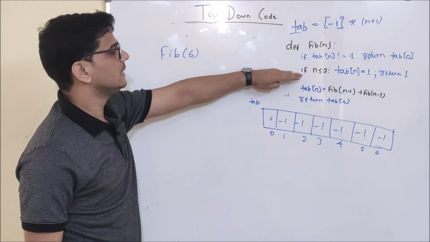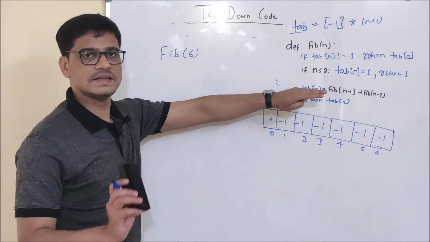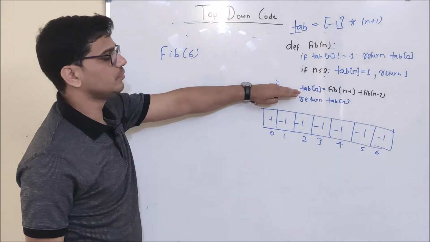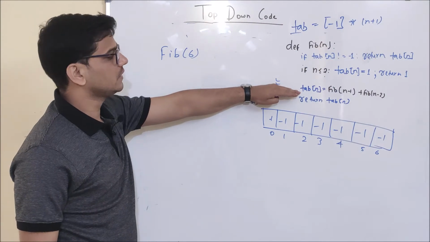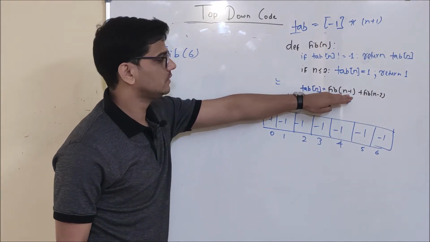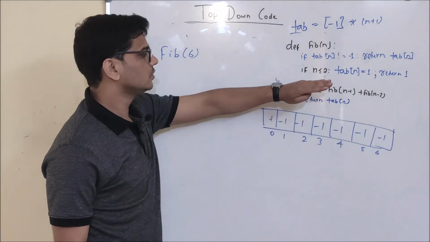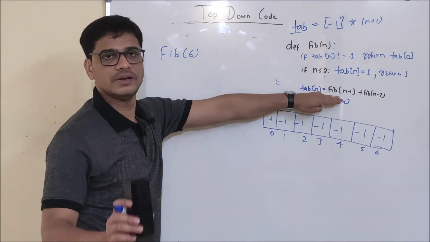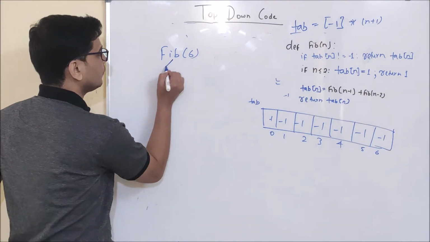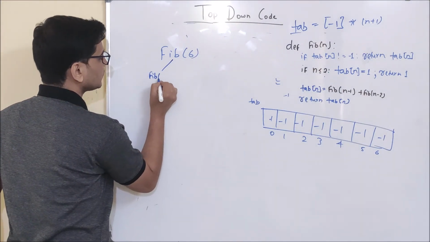Then it will check if n is smaller than or equal to 2. n is 6, so this condition will also be false. Then control will come to this particular line. And what are we doing here? We are making a call first to fib of n-1, then fib of n-2. So the first function call will be made to fib of n-1, and n is 6, so fib of 5 will be called.